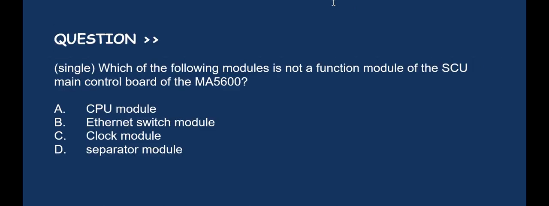The next question is, which of the following modules is not a function module of the SCU main control board of the MA5600? The options are option A, CPU module, option B, Ethernet switch module, option C, clock module, option D, separator module. The correct answer is option D.